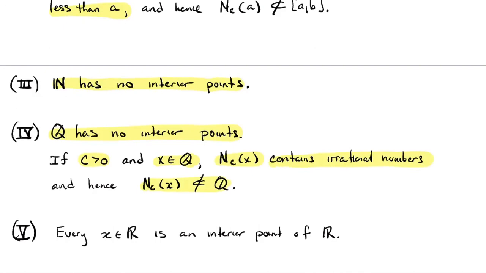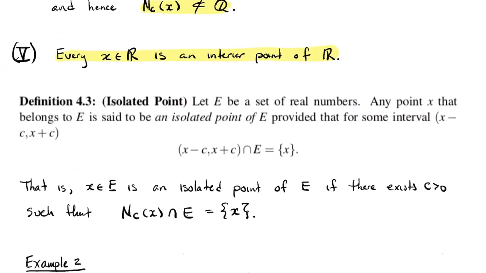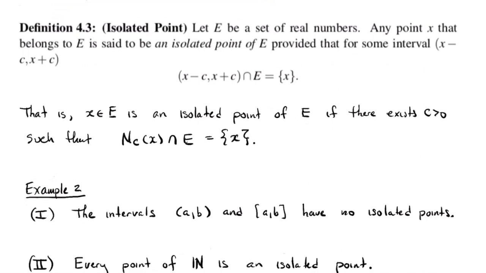The last example is not super interesting, but I'll throw it in there anyway. Every real number is an interior point of R. Every neighborhood of a real number is a subset of the real numbers. So it's kind of a trivial example. Okay, so that was one of our four notions, interior point.